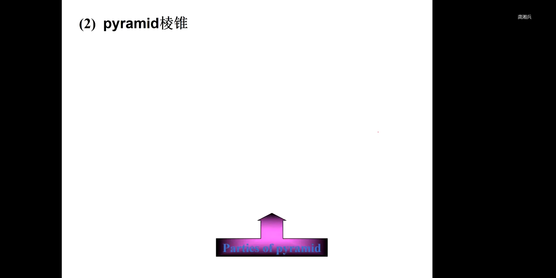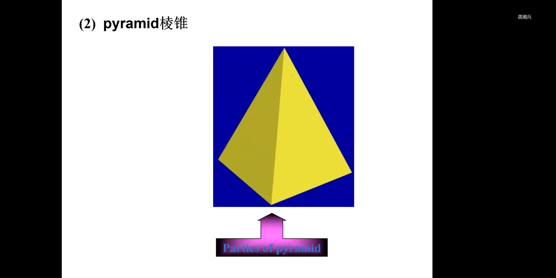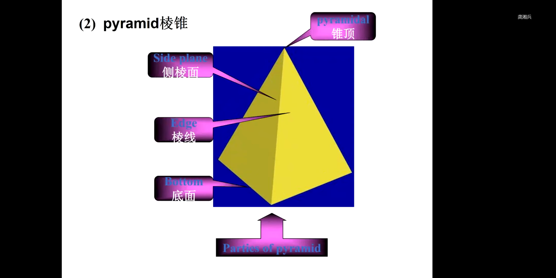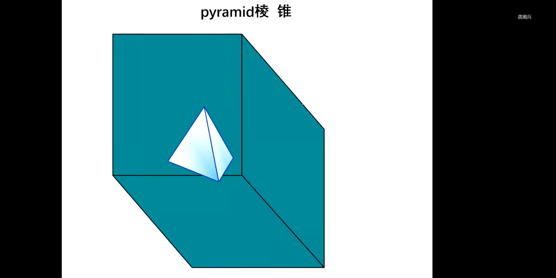Okay, another planar solid we talk about is a pyramid. How about the pyramid? We talk about the edge and the vertex. We have the side planes, we have the edges, we have the bottom, and we have the pyramidal vertex. So this is the pyramid. From this direction, you can get the pyramid projection.